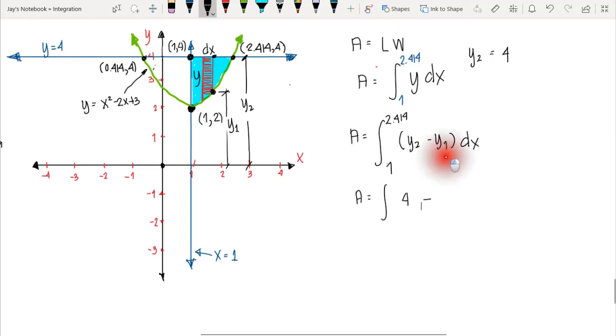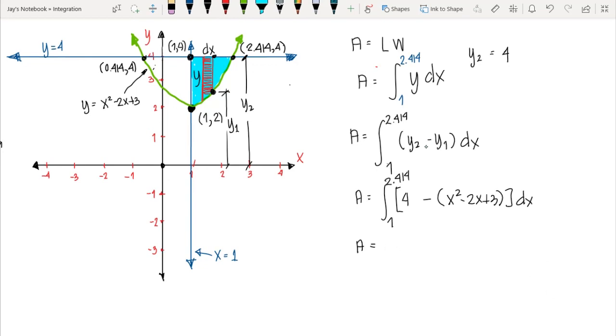Minus our y sub 1 here, as you can see, our y sub 1 touches the curve. So therefore, we are going to use the equation of the curve, and we know that the y of the curve is equal to x squared minus 2x plus 3. So we have, don't forget the parentheses, since we have a negative outside, x squared minus 2x plus 3, and this is dx. Now, the limit is from 1 to 2.414. By further simplifying, we have 4 minus x squared plus 2x minus 3, dx.